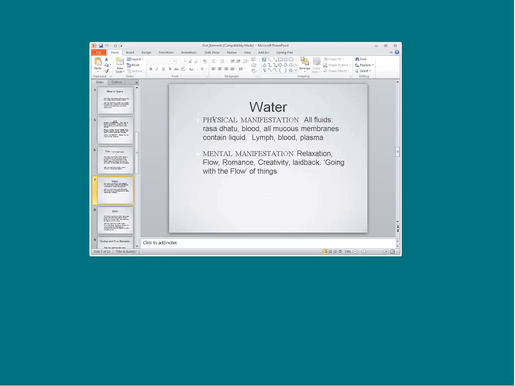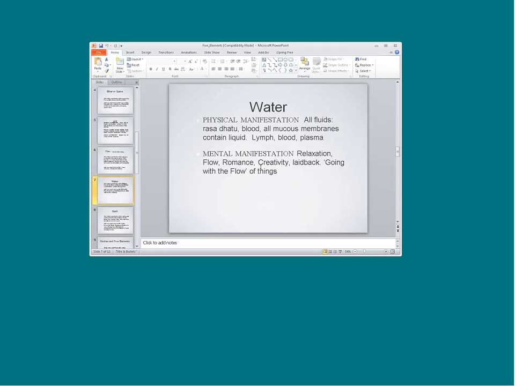Then we move on to water. What are the physical manifestations of water? All of the fluids in the body. Our bodies are made up of so many fluids. In fact, our bodies are understood to be 98% water. Rasa dhatu, blood, all of the mucous membranes, these all contain liquid, lymph, blood, and plasma.